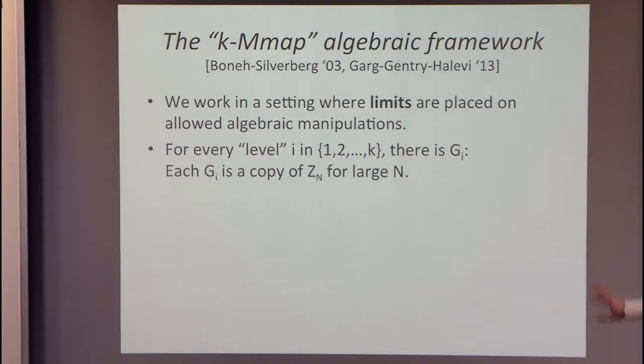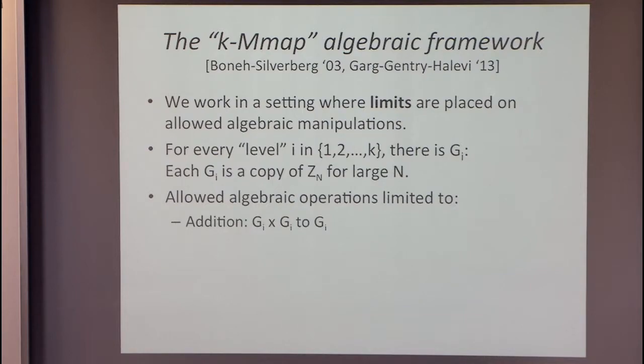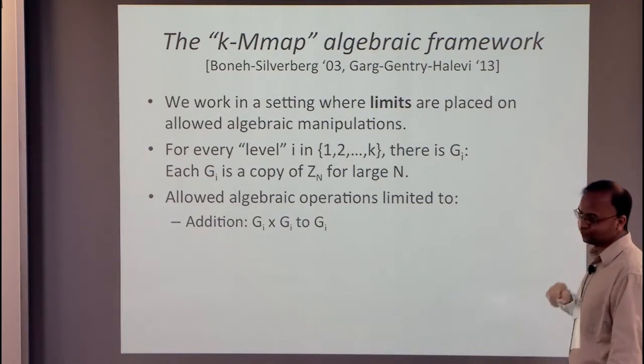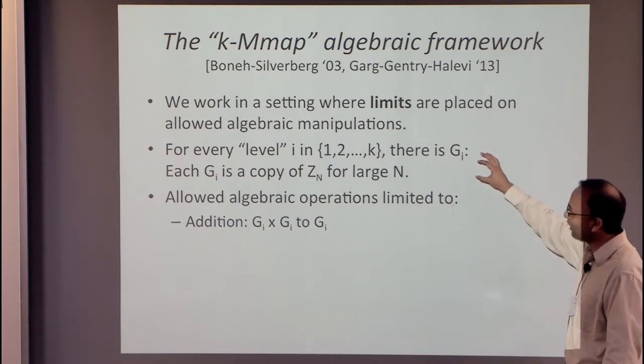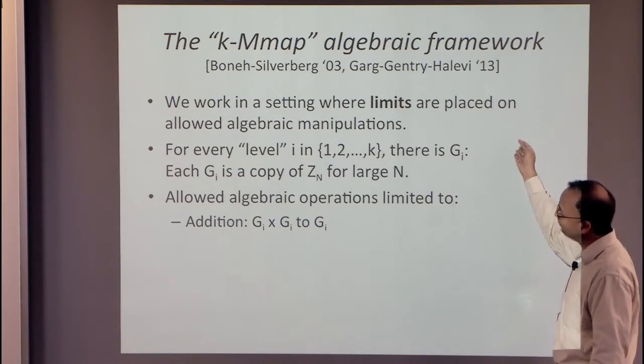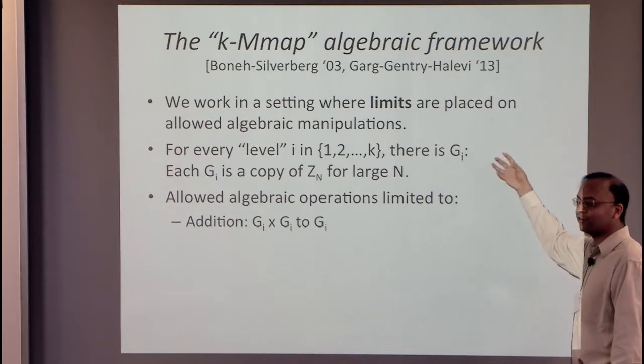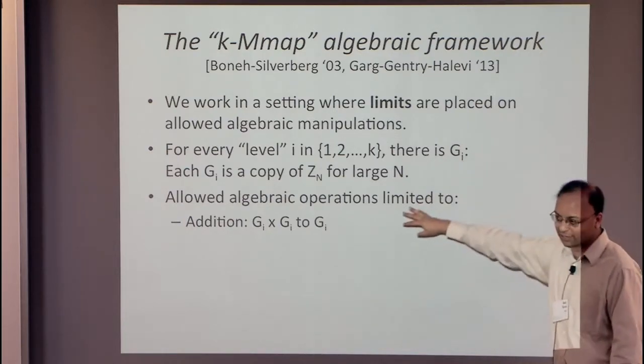Okay? And this integer n may have special forms, and we'll get to that later. Okay? Now, what are you allowed to do with these rings Gi? Well, you can add. And when you add, you have to stay within a certain ring. So if you are in Gi, you can add another element that's encoded in Gi and get another encoding of an element in Gi.